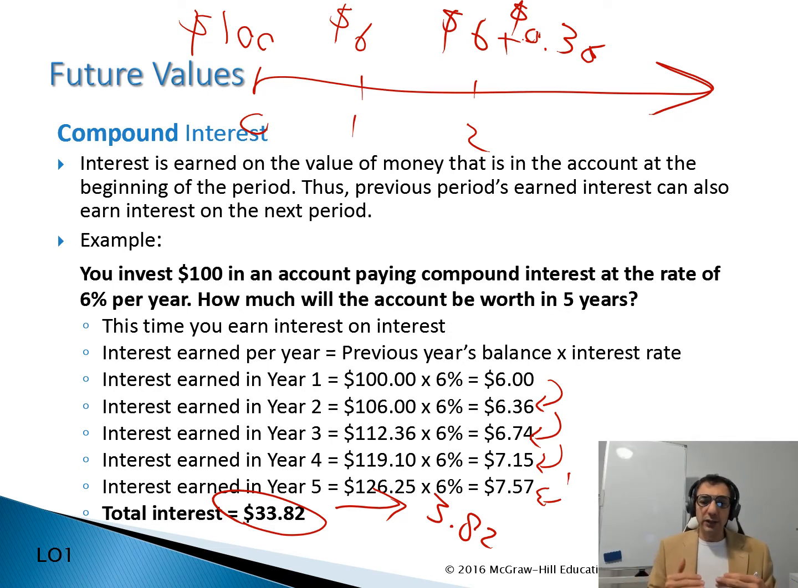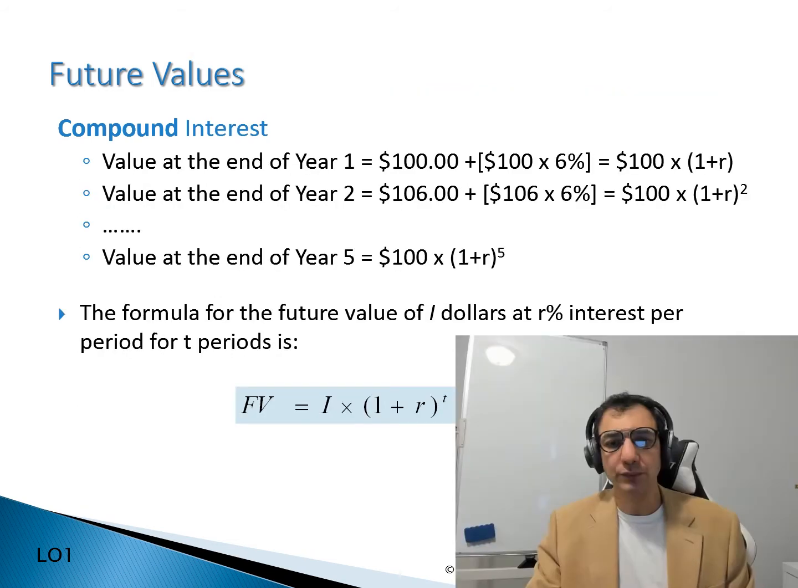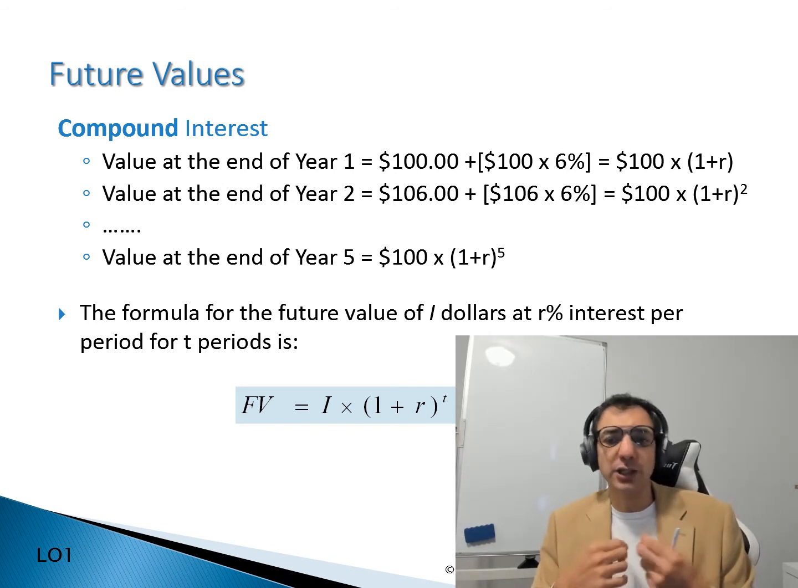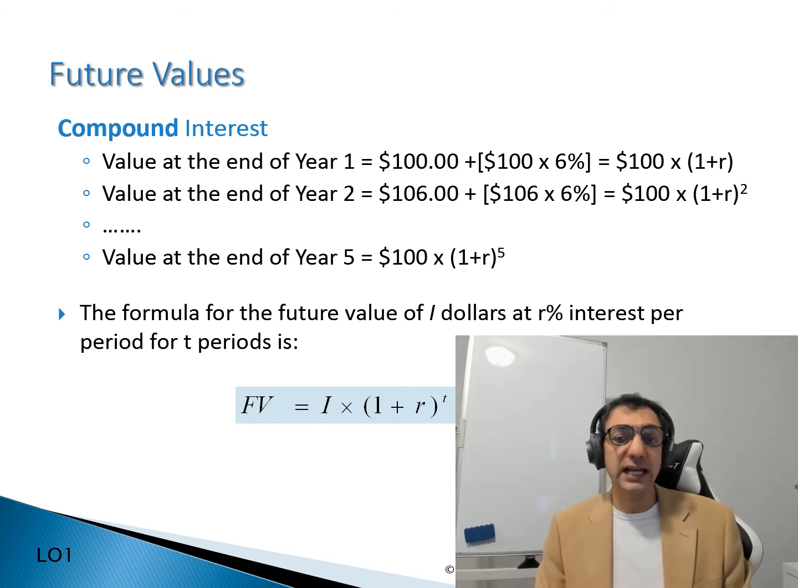So the future value is when you're investing money now, which in our case is $100, and you want to see how much you will have sometime in the future. In our case, you will have $133.82 if you invest $100 now with the interest rate of 6%. This is for the period of 5 years. Now the question here is, is there any way I can calculate the future value? And the answer is yes.